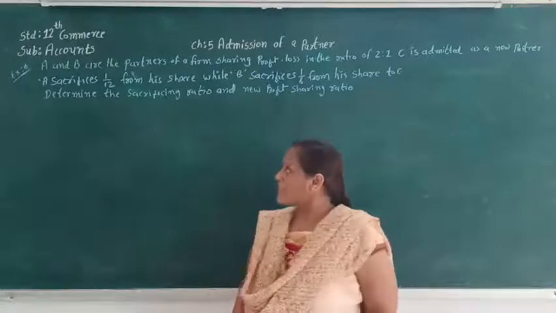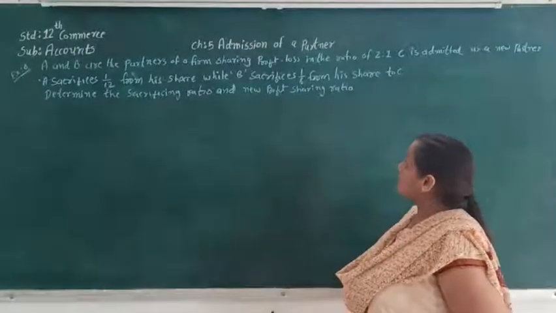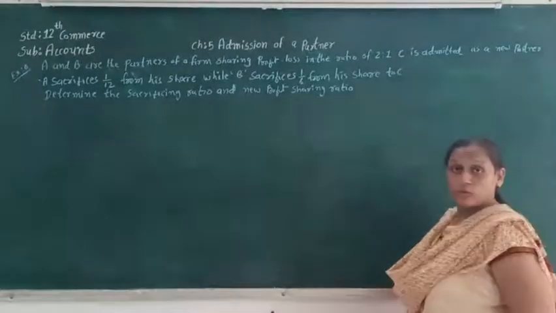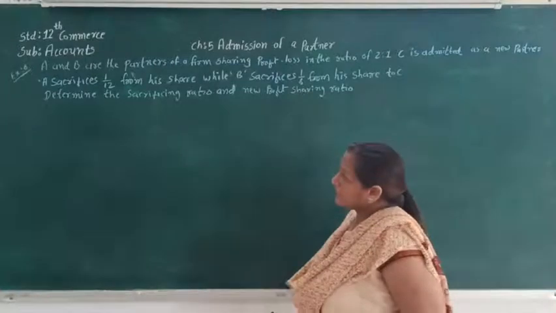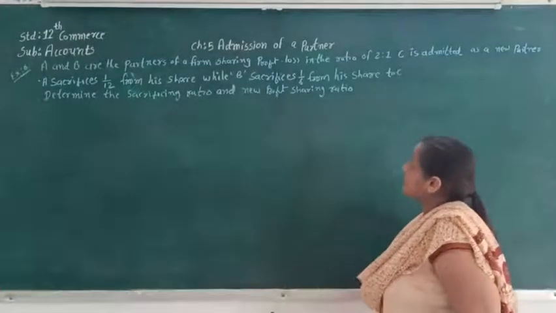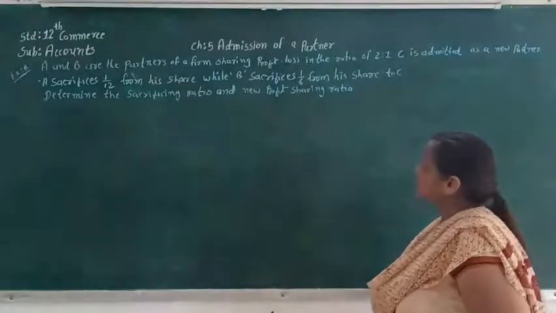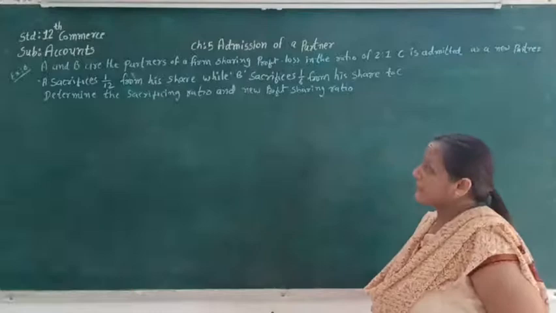Let's see sum number 6. A and B are partners of a firm sharing profit and loss in the ratio of 2:1. C is admitted as a new partner. A sacrificed 1/12 from his share and B sacrificed 1/6 from his share to C. Determine the sacrificing ratio and new profit sharing ratio.